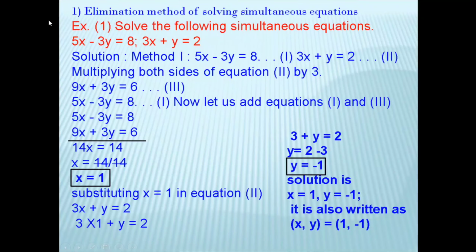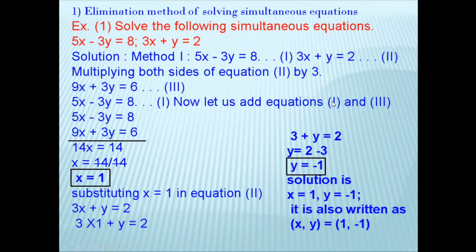Solve the following simultaneous equation by elimination method. 5x minus 3y is equal to 8 and 3x plus y is equal to 2. Name 5x minus 3y is equal to 8 as equation 1, and 3x plus y is equal to 2 as equation 2. Multiplying both sides of equation 2 by 3, you will get 9x plus 3y is equal to 6, and 5x minus 3y is equal to 8 is the equation number 1.